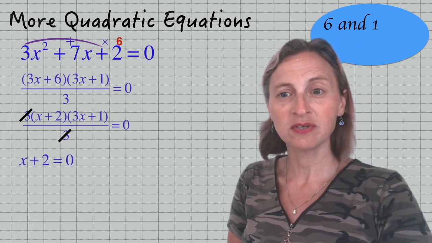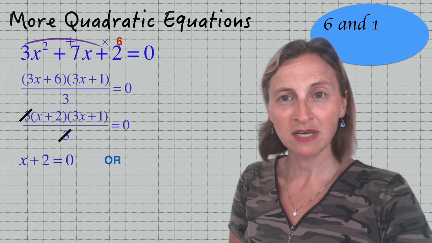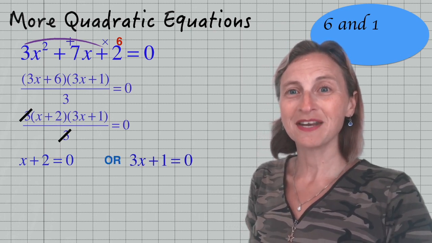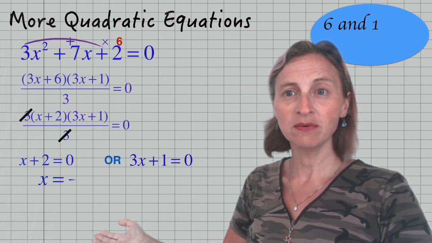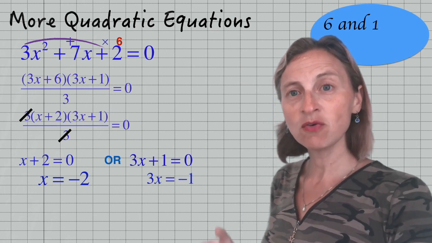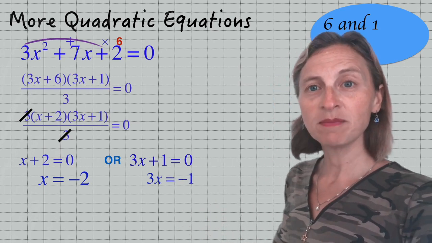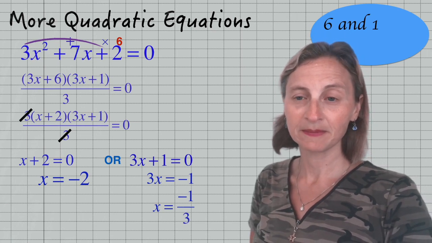x plus 2 can equal 0 or 3x plus 1 can equal 0. And of course then I need to solve both sides. x can equal minus 2, or 3x can equal minus 1 and then divide both sides by 3, so I'm left with x equals minus 1 over 3.